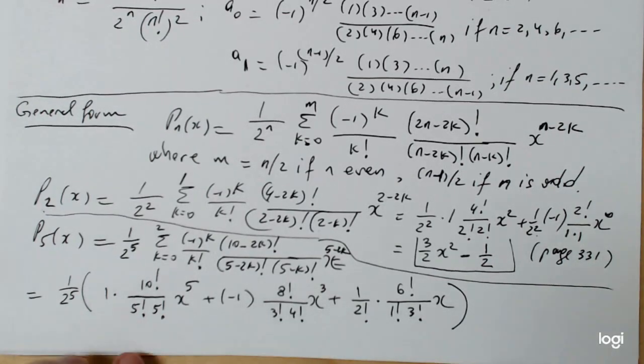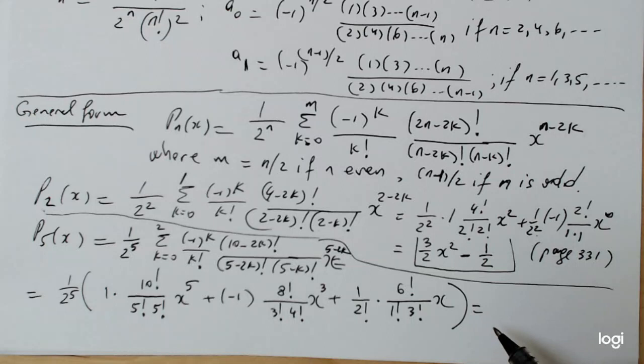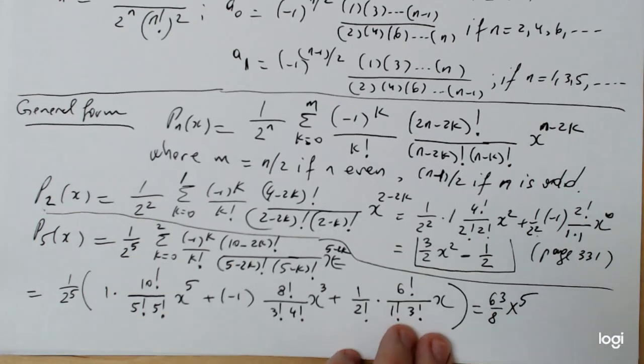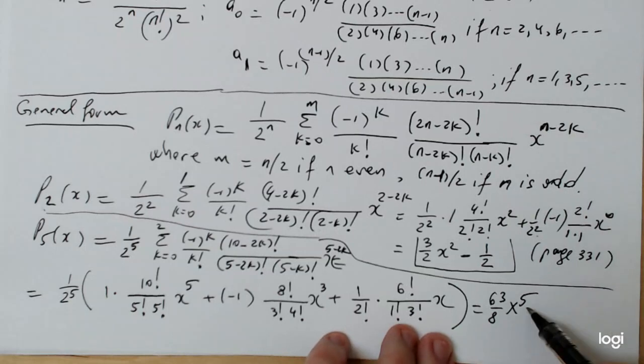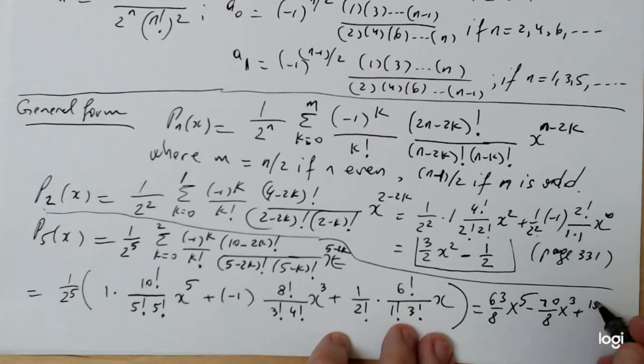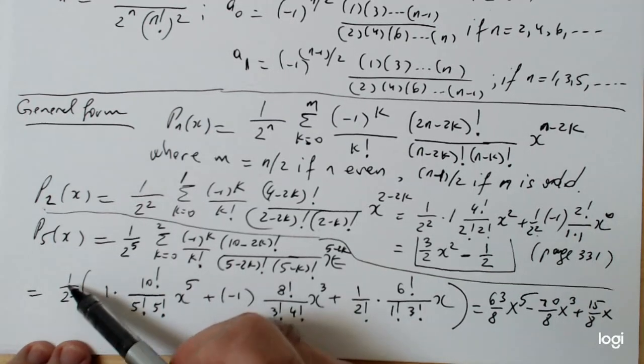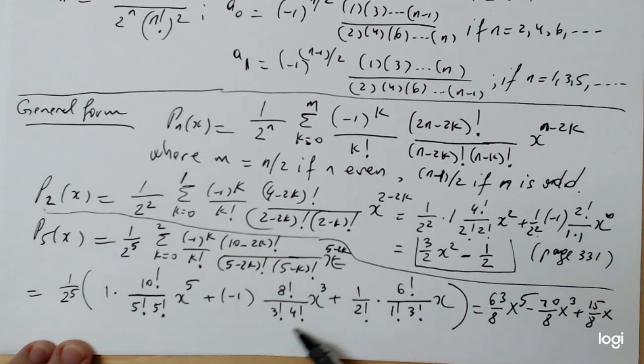Okay, so do these simplifications on your own, these factorials. You should end up with 63 over 8 when everything is said and done, x to the 5th, minus 70 over 8, x to the power 3, and then plus 15 over 8x. Okay, so check to see that this together with, don't forget this 1 over 2^5 on the outside, but when you simplify all of these coefficients, you should end up with these coefficients here for the 5th degree Legendre polynomial.